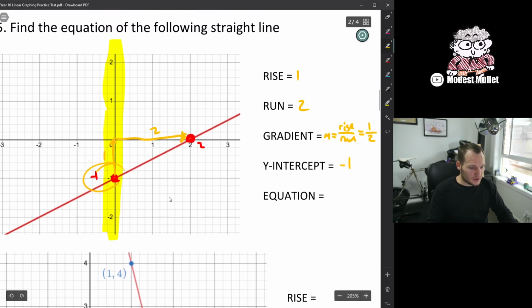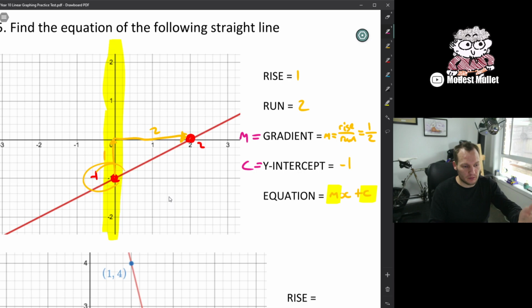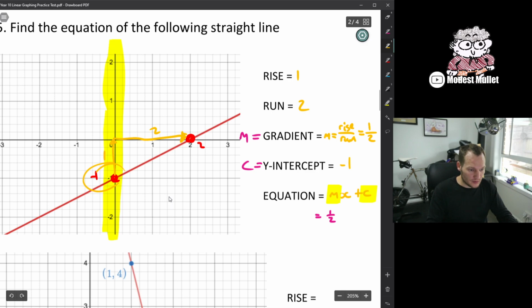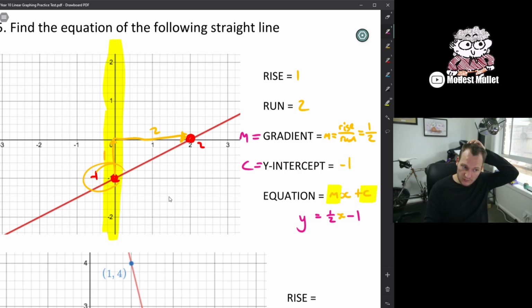Now the last bit is we just need to write our equation. Now our equation is always equal to, for a straight line, y equals mx plus c, where m is our gradient and c is our y-intercept. That's equal to m, that's equal to c. So once you've found those 2 numbers, whatever they are, your gradient number and your y-intercept number, you can just put them in the equation. So we put our half there, put our x in, and then my y-intercept was -1. And that's my equation. Y equals half x minus 1.